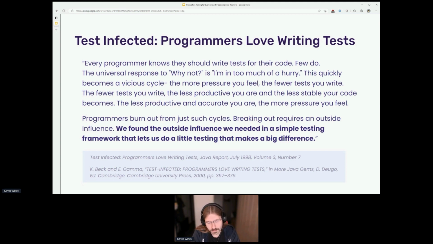And now they have their conclusion. We found the outside influence we needed in a simple testing framework that lets us do a little testing that makes a big difference. Okay, so we now have to remember this is late 90s. This is a time when testing was done a lot by testers, a lot through different tools that were not integrated with the actual development workflow and the actual programming languages the developers were using.